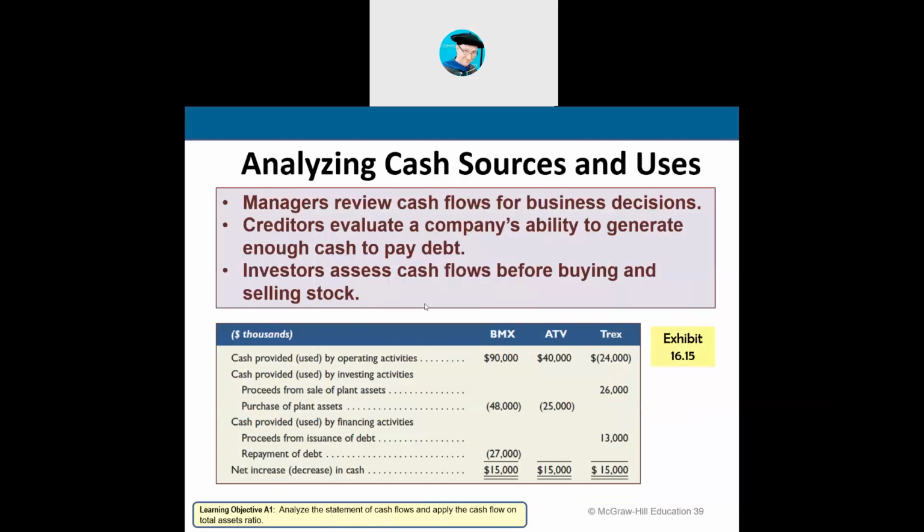Ratios. You guys love ratios, don't you? I know you do. It's so important to understand some of these ratios.